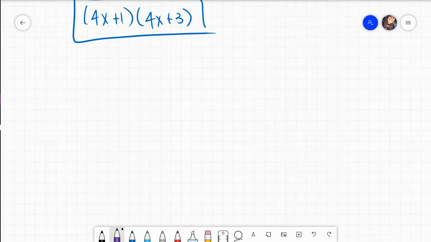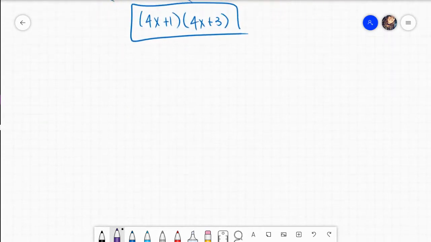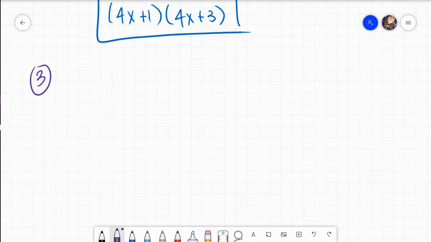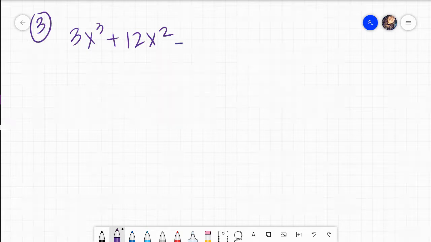So we're going to do the third example in this section. Okay. So what I have is 3x cubed and then a positive 12x squared. And then I have a negative 351x. So I want y'all to see something, right?